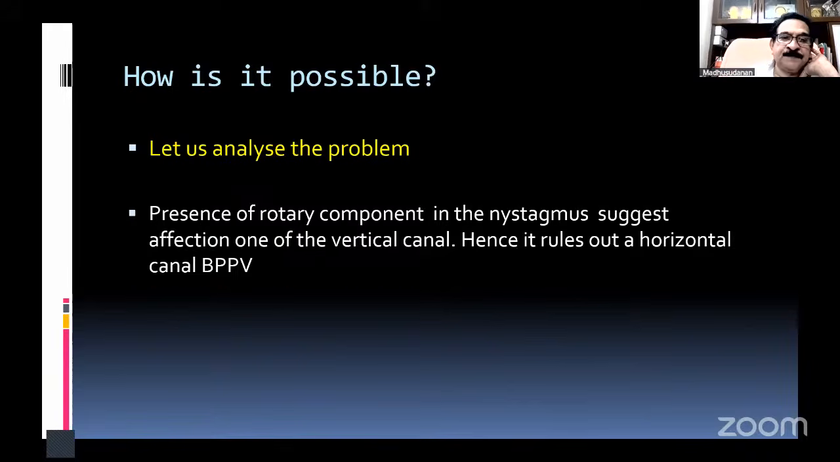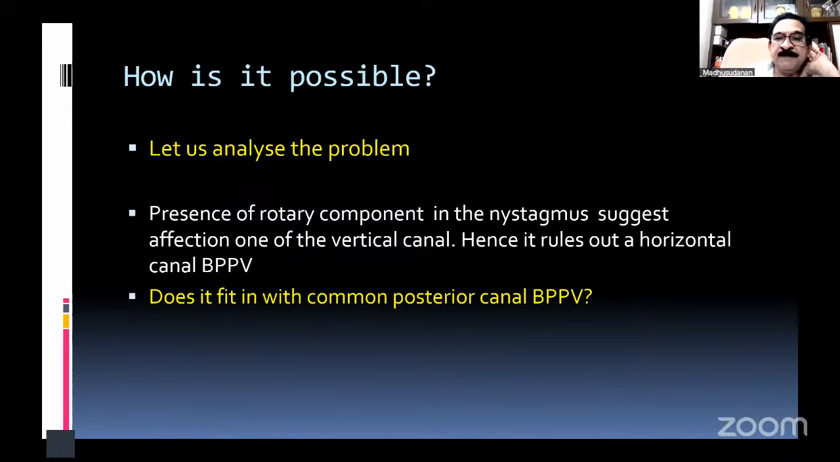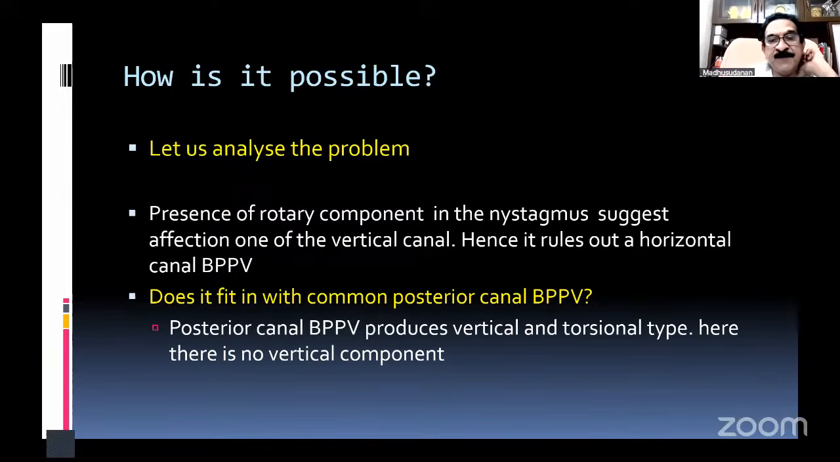Now, what about common posterior canal BPPV? Next question, because of the rotary component. No, because posterior canal BPPV produces a vertical and torsional type, and the vertical component is upward. Here, there is no vertical component. The same is applicable for the anterior canal: you should get rotary nystagmus, but there is a vertical component which is downward. So it's neither anterior canal, nor posterior canal, nor horizontal canal. Not pure posterior canal, not pure horizontal canal.